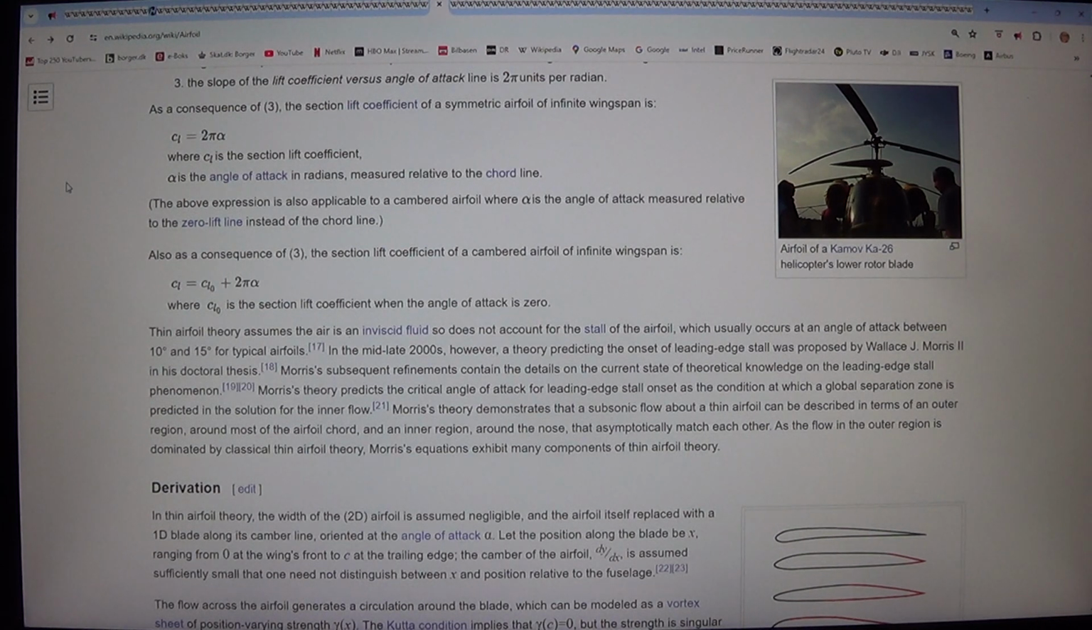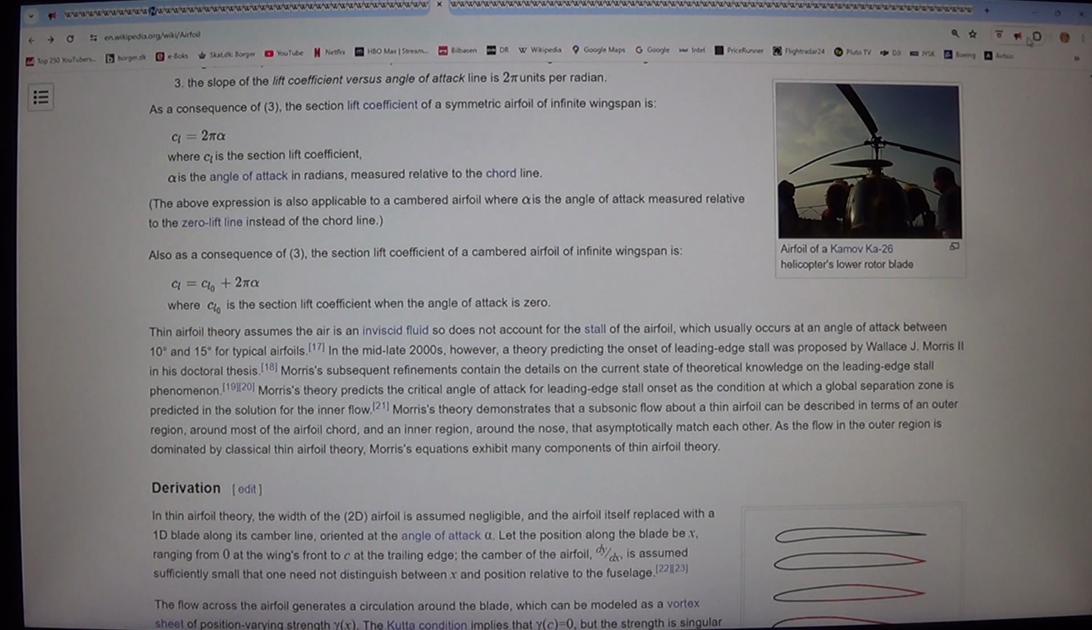Also, as a consequence of 3, the section lift coefficient of a cambered airfoil of infinite wingspan is C_L = C_L0 + 2 pi alpha, where C_L0 is the section lift coefficient when the angle of attack is 0. Thin airfoil theory assumes the air is an inviscid fluid, so does not account for the stall of the airfoil, which usually occurs at an angle of attack between 10 degrees and 15 degrees for typical airfoils.